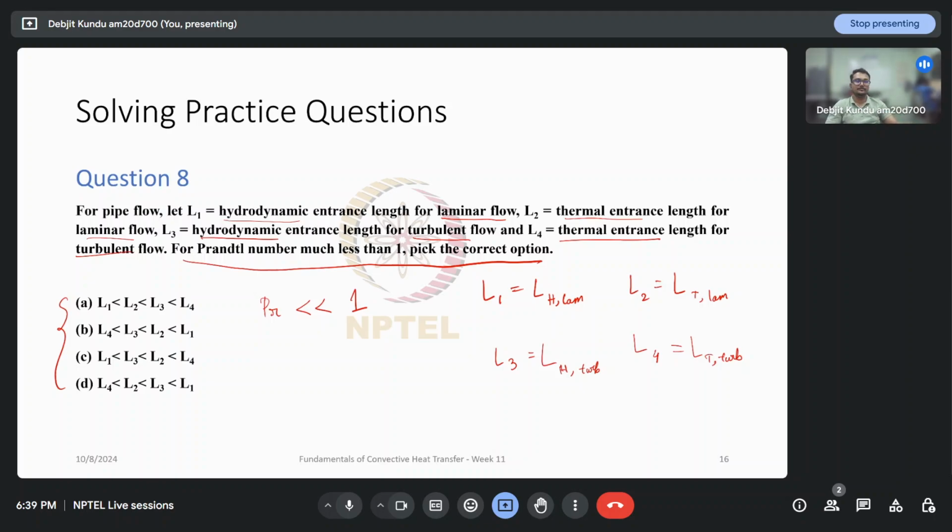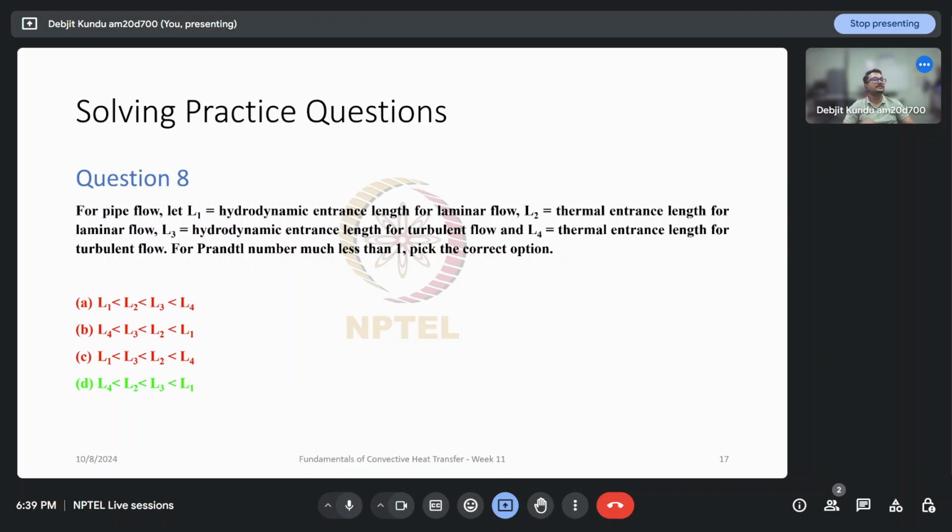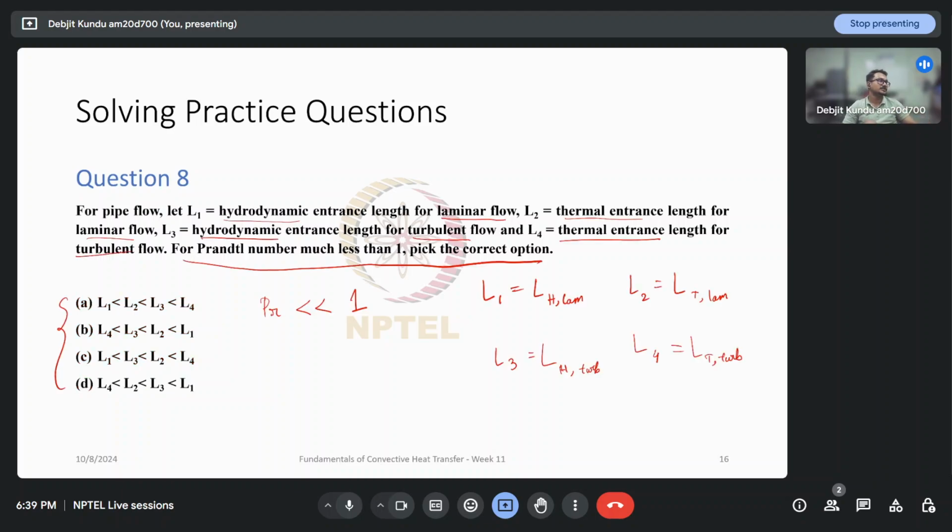So you have to apply your concepts of entrance length and boundary layer growth for laminar and turbulent flows, along with the fact that Prandtl number is much less than 1, and make judgments on which of these should be the smallest, which should be the largest, and where the other two lie. So let's take a look at the solution. It's option D. Let's see how we can get there. I'll just use these things which I wrote here.